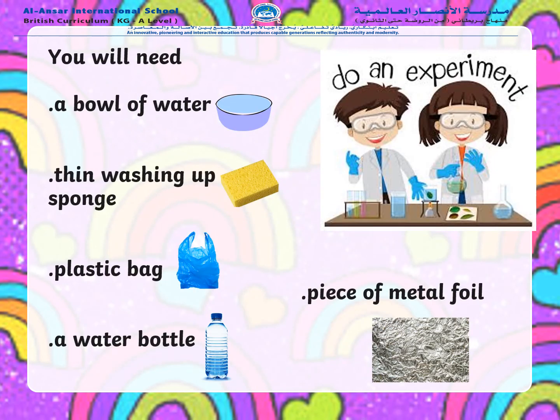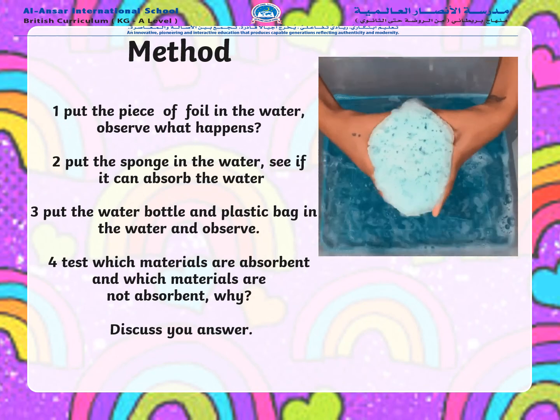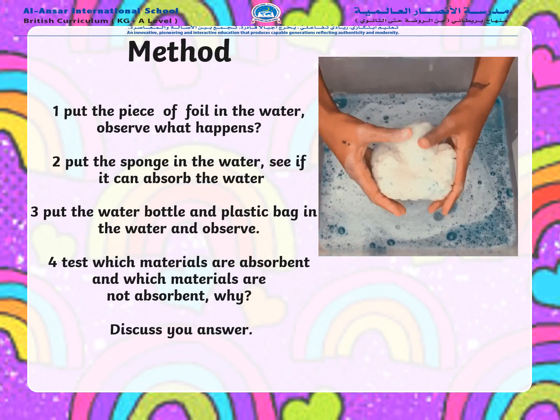Here we have some experiment for you. Let's enjoy it. Collect all these materials. For this experiment, you will need a bowl of water, a thin washing sponge, a plastic bag, a water bottle, and a piece of metal foil. What you're going to do is test the property of each and every material.